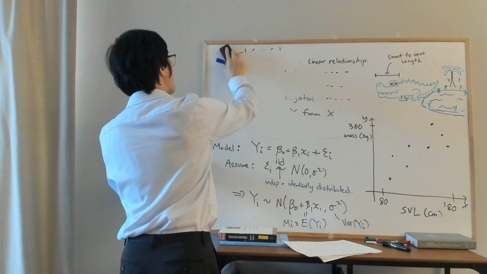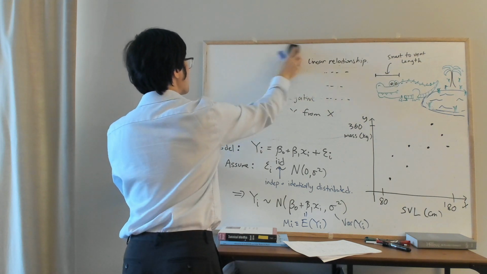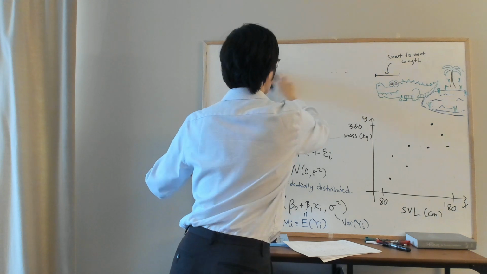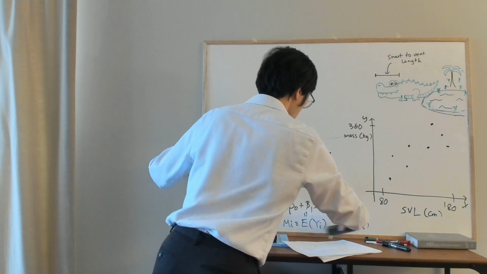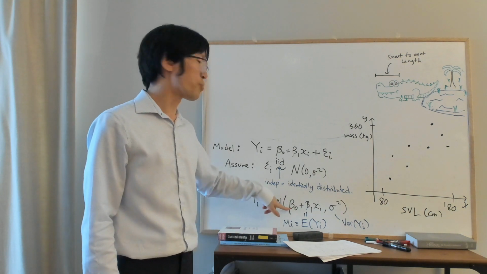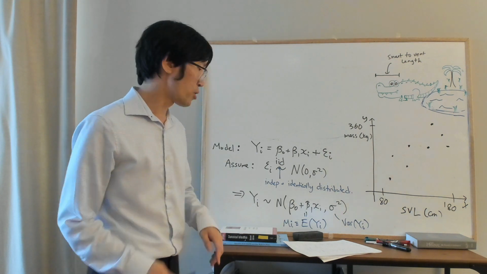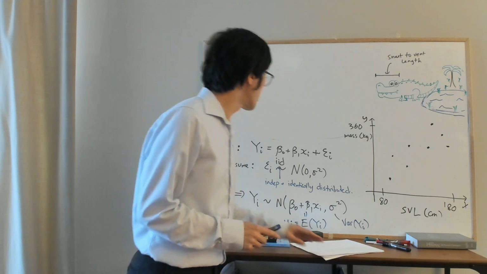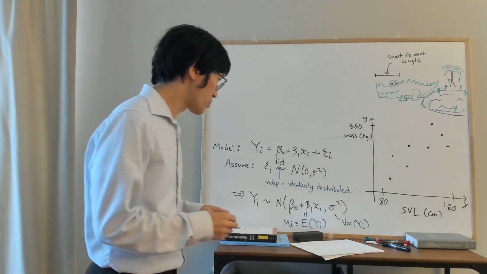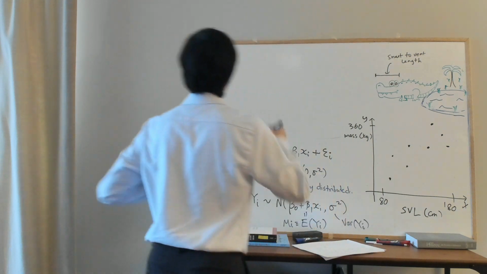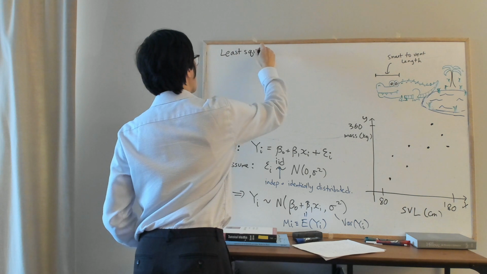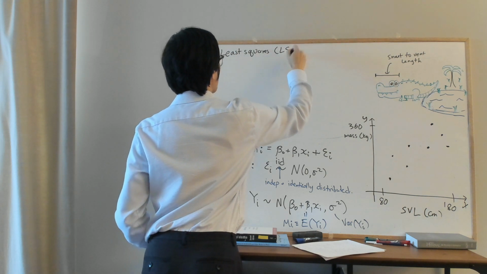Okay, so now we're ready to talk about how we actually estimate values for, in this case, the two unknown parameters, the intercept beta 0 and the slope beta 1. The method that we'll focus on is called least squares. So we'll do what's called least squares estimation, which I'll abbreviate by LS.